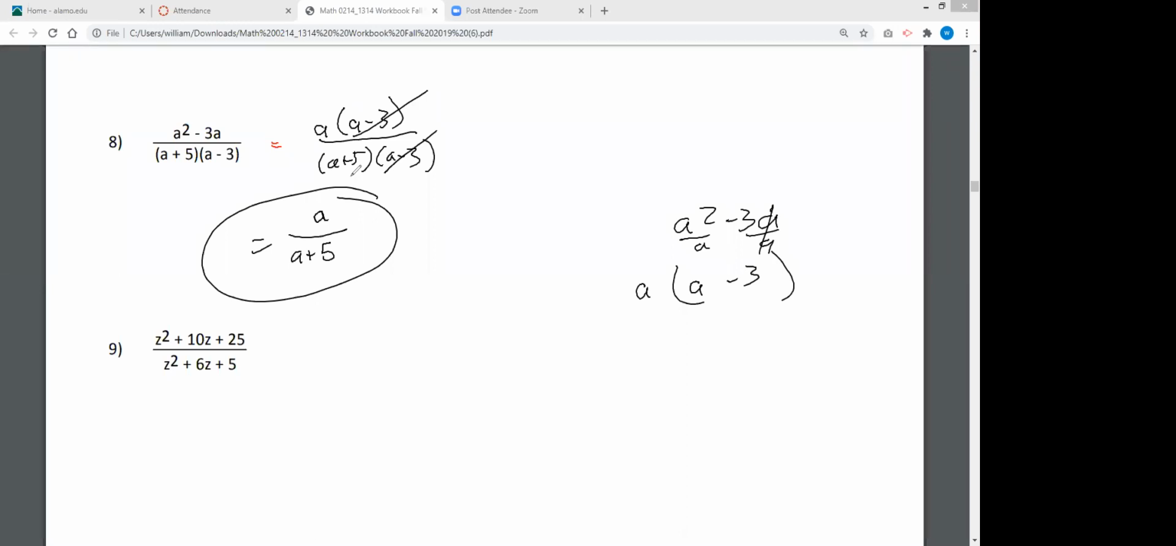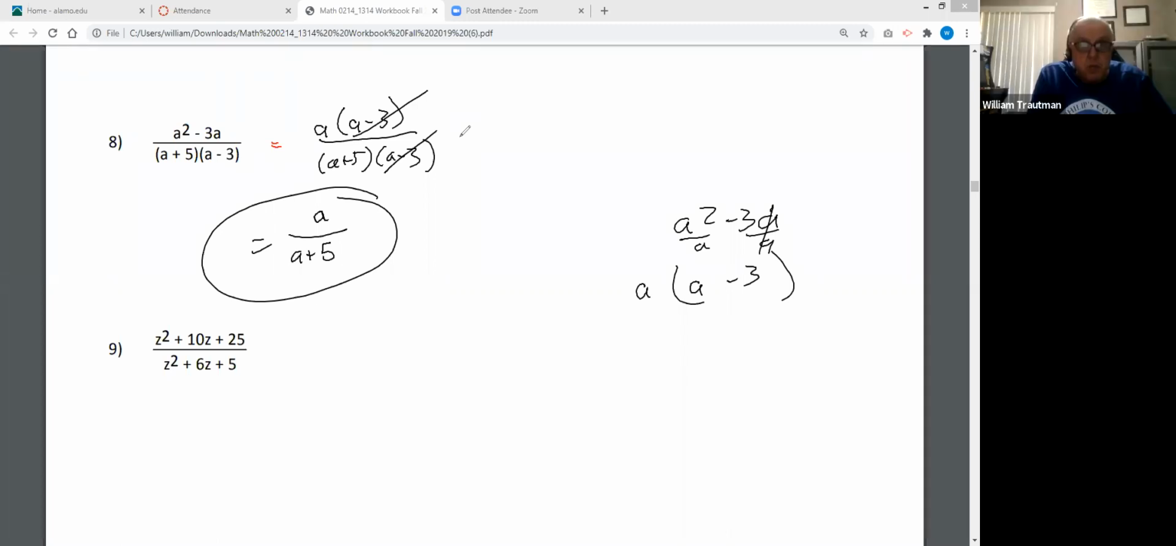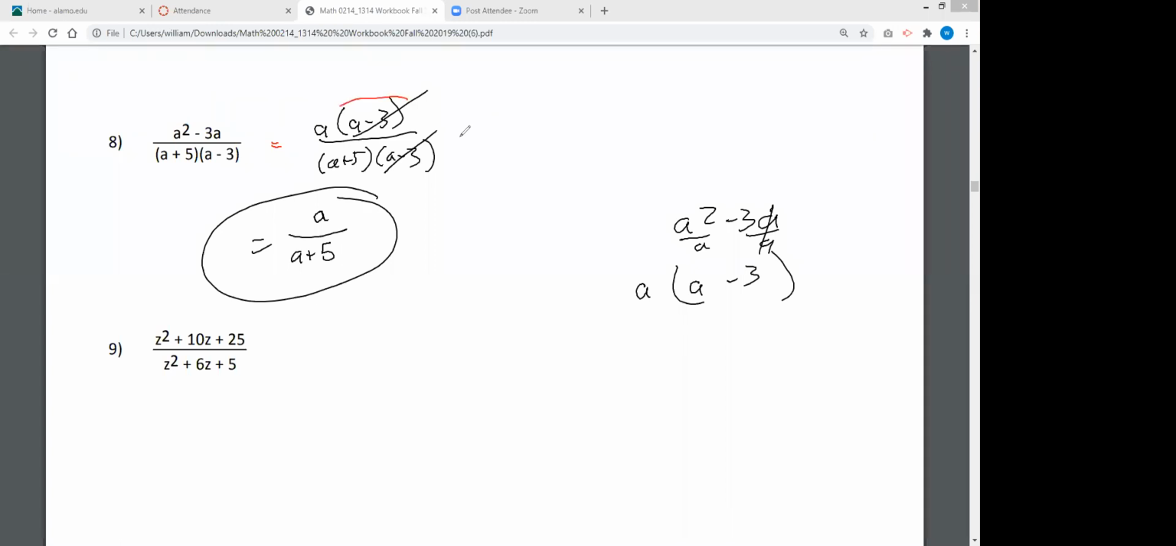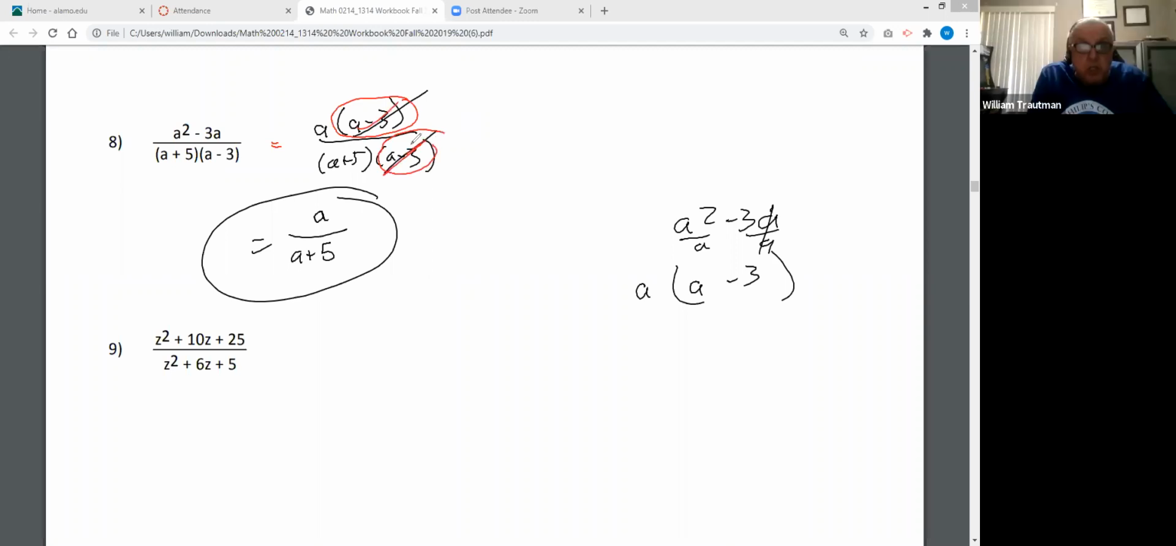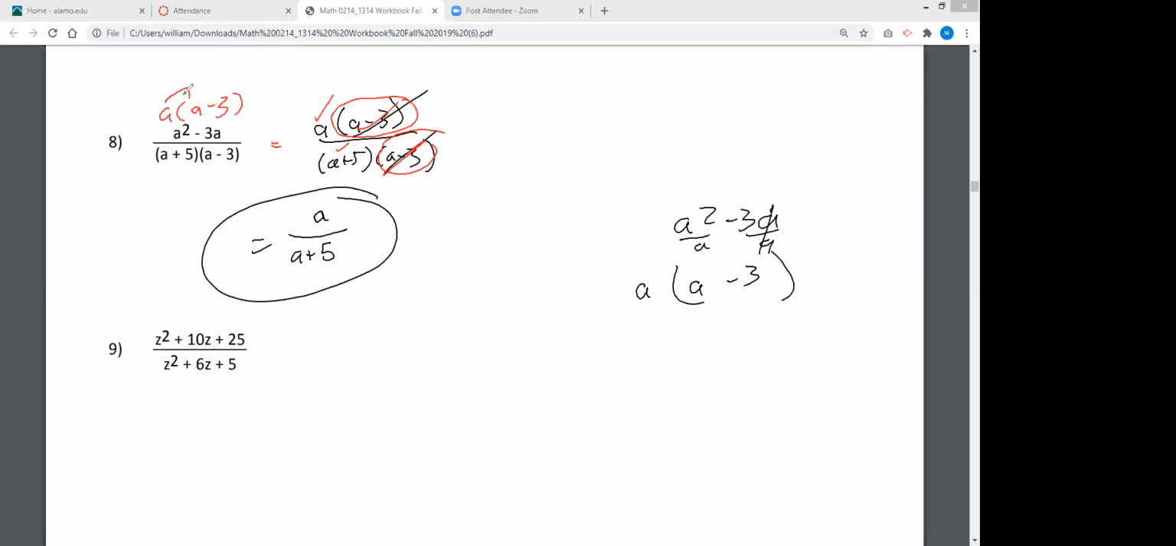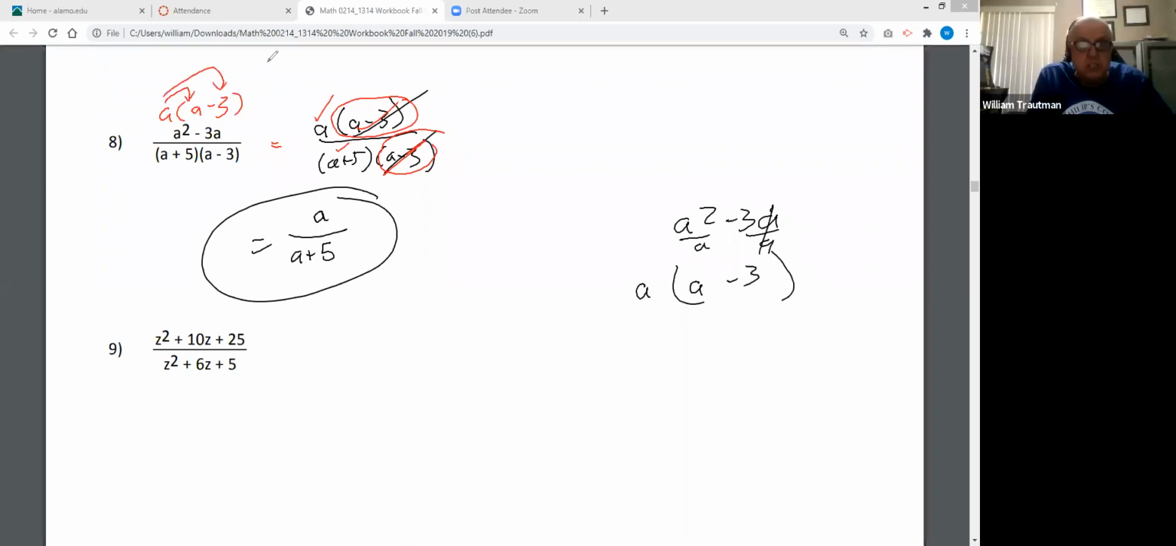I have a question. Yes. On the final answer, it's just a over a plus 5. So why didn't you include the minus 3? What did we do with them? Oh, because we canceled it. Look, do you see that and that? Oh, okay, canceled out. So we're left with a and a plus 5. We factored an a out of there. See, that's the a squared and that's the minus 3a.